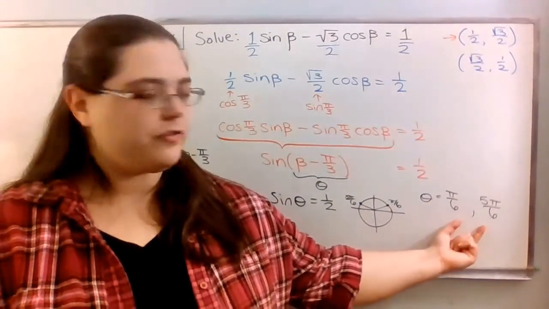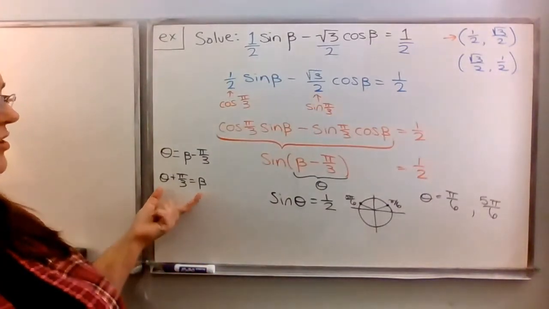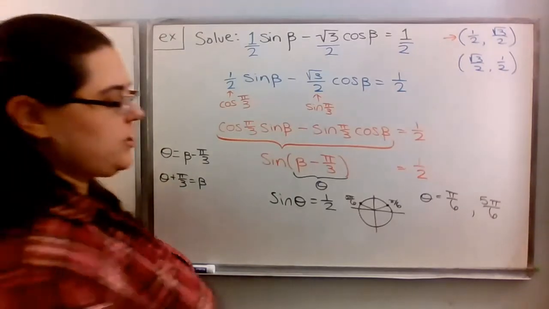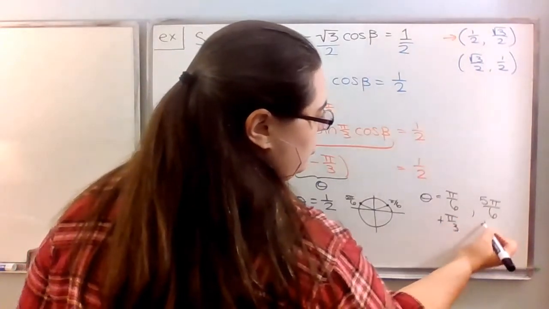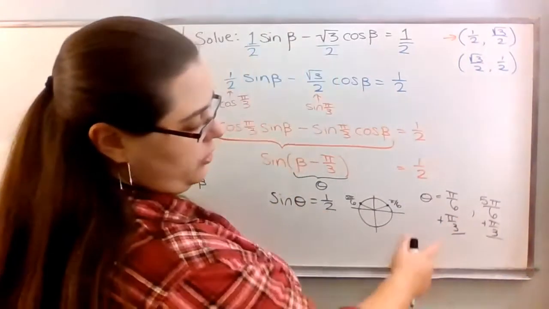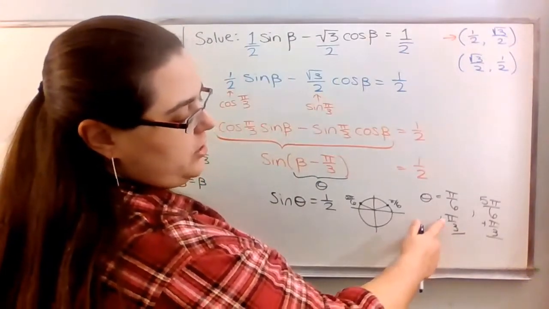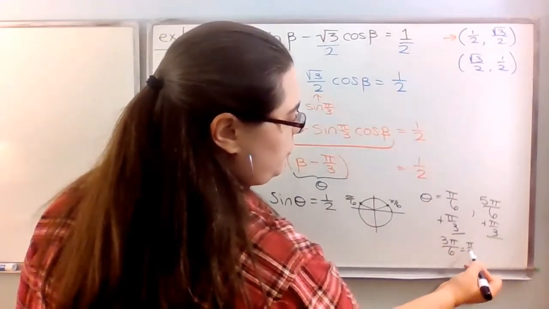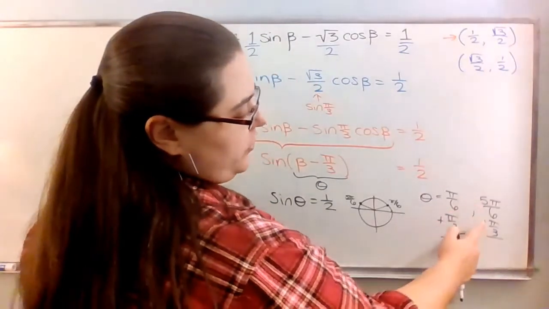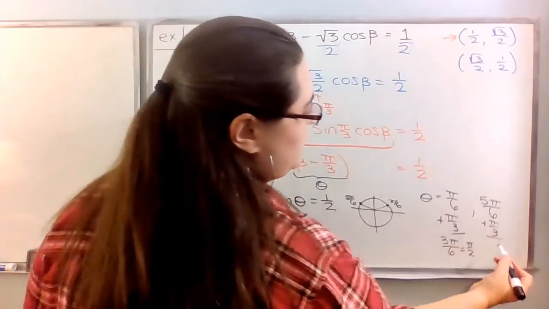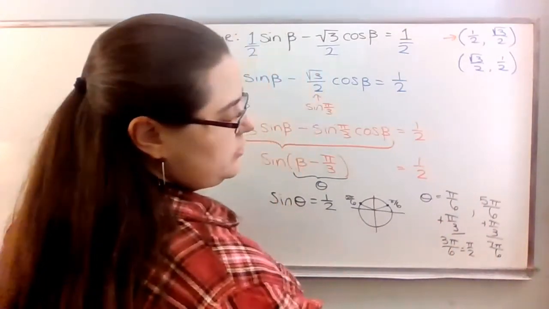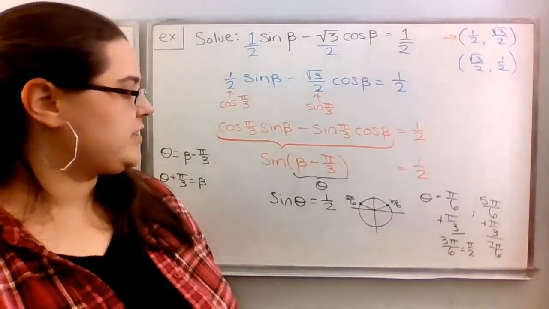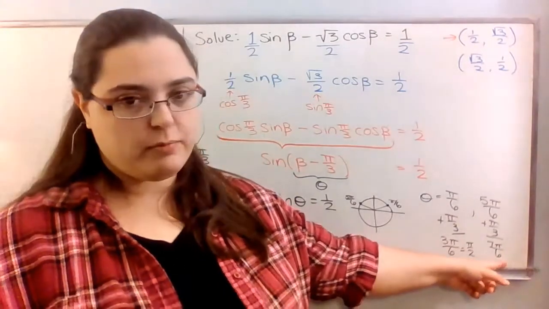So since we have these values for theta, we can go ahead and throw them into this formula, which was for beta. So we can get beta by adding pi thirds to theta. So I'm just going to do that here. Okay, so a pi third, that's 2 pi over 6. So it's going to give me 2 plus 1. That gives me 3 pi over 6, which is pi over 2. And 5 pi over 6 plus 2 pi over 6 is going to give me 7 pi over 6, which doesn't reduce. So that's where we're at. So that means that beta can be pi halves or 7 pi over 6.